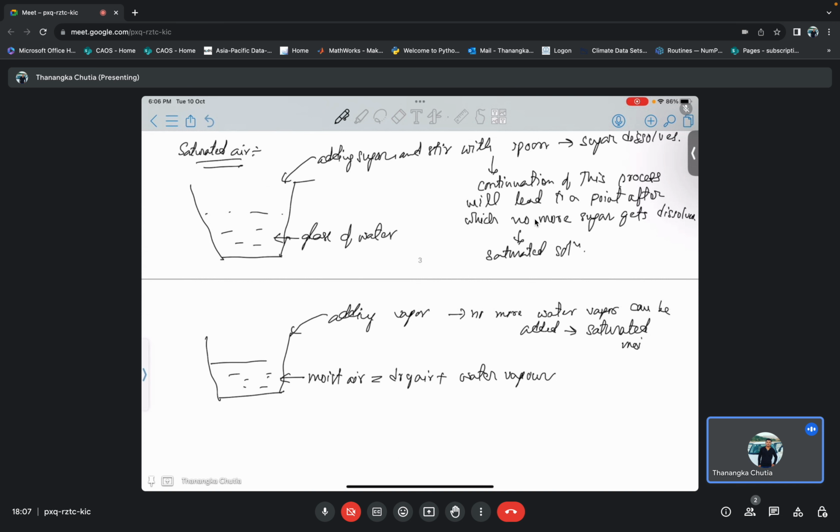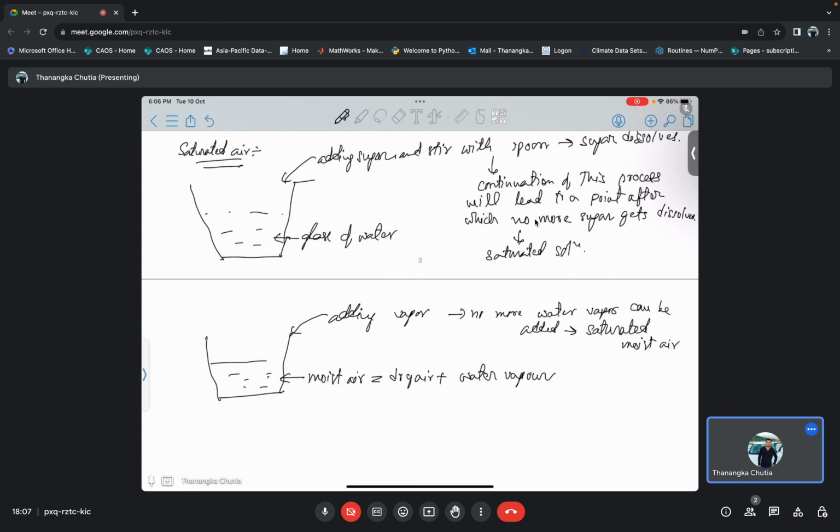moist air. Now this we can achieve in different ways, and we will understand how we can achieve saturation, how we can achieve the saturation pressure or saturation temperature, as we go on after this. So this is the one we basically have to understand: what is saturated air.